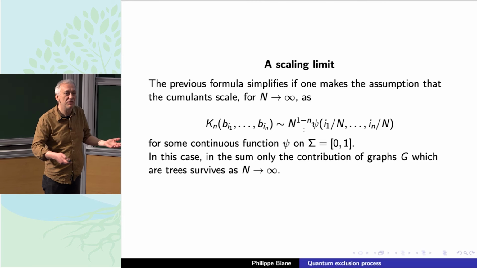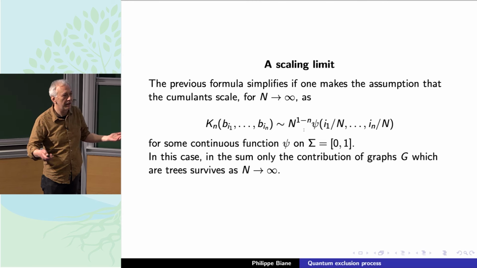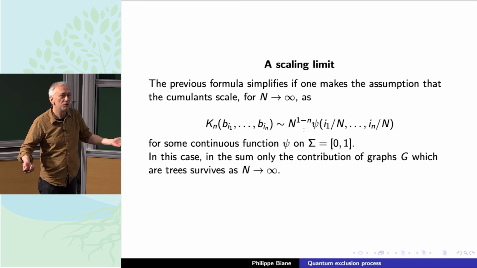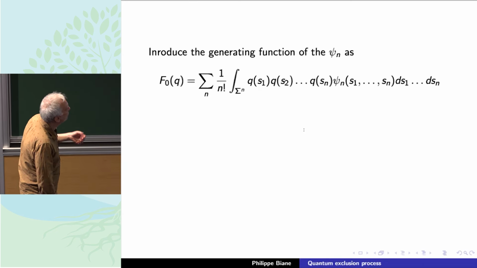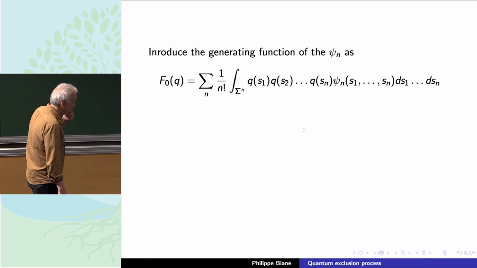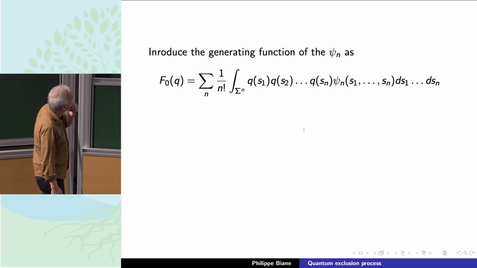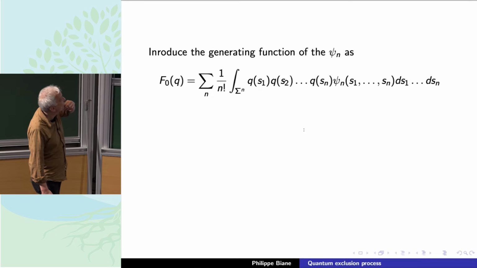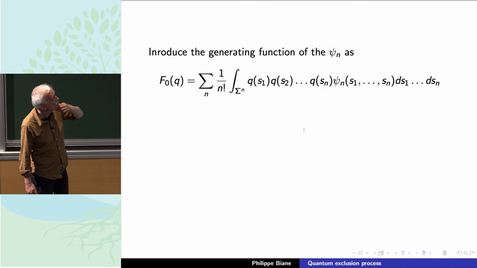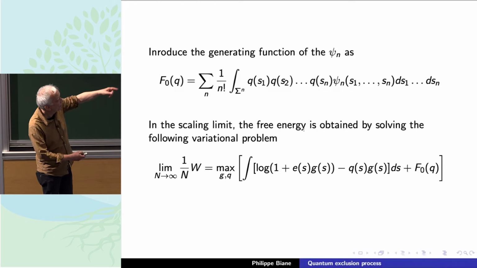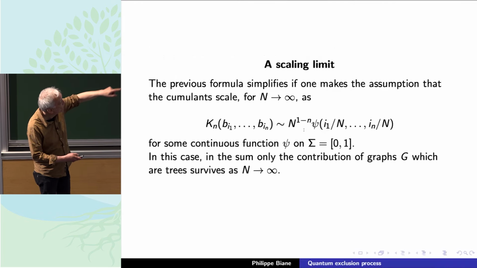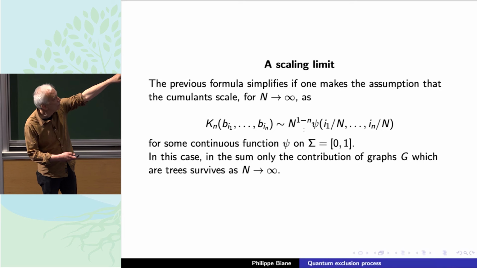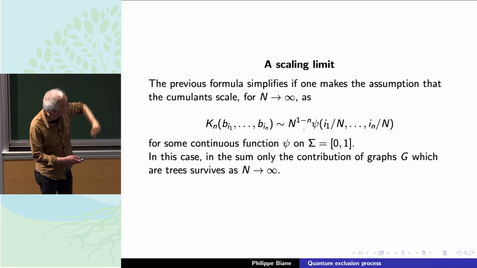And trees are much easier to understand than arbitrary graphs. When you have trees, essentially you have a composition of functions when you sum over trees, and for this reason we are able to do the asymptotic analysis. So for this, we introduce a generating function of the psi n. Sorry, it's psi n, there is a small n which is missing.